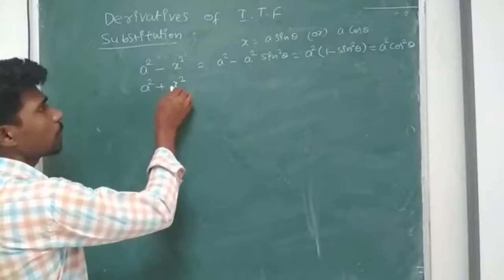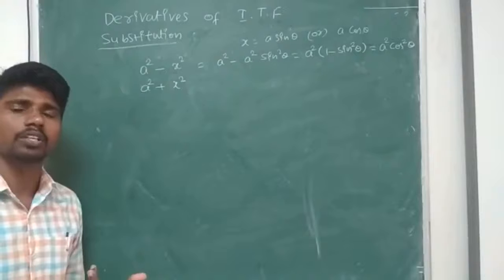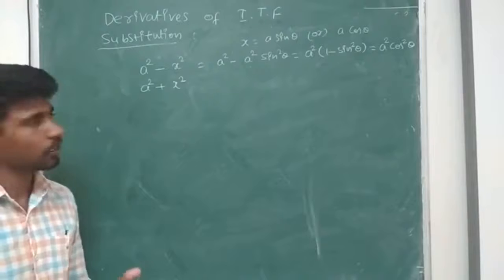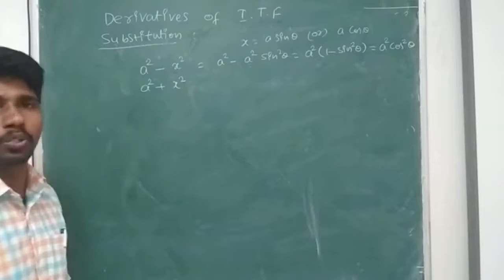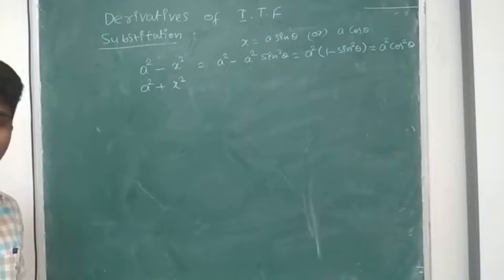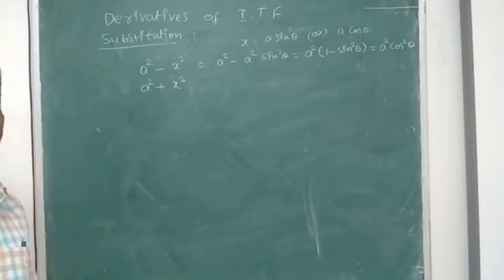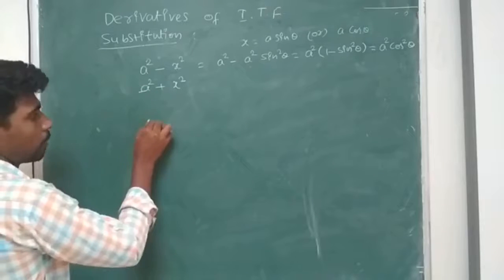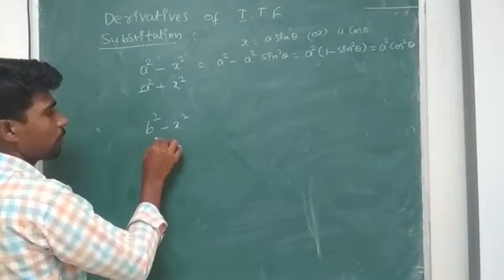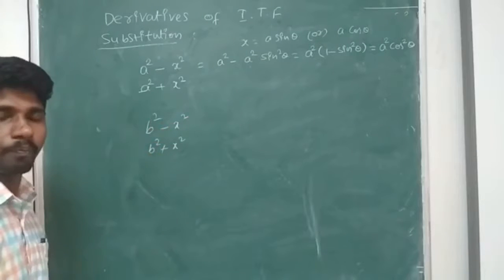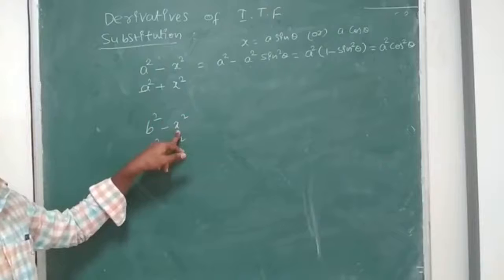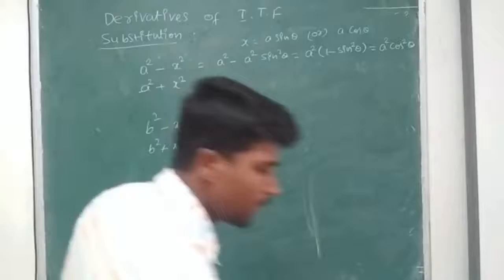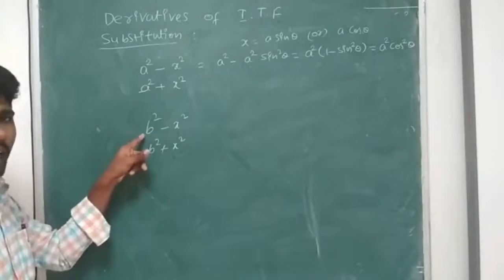Now I have a square plus x square. Just recall the identities: 1 plus tan square theta, 1 plus cot square theta. So in place of x, I am going to substitute either a tan theta or a cot theta. If I have b square minus x square or b square plus x square, then we definitely use x as b sin theta or b cos theta, or here x as b tan theta or b cot theta. It depends on the particular constant we have here.